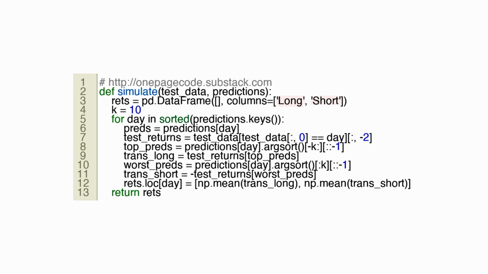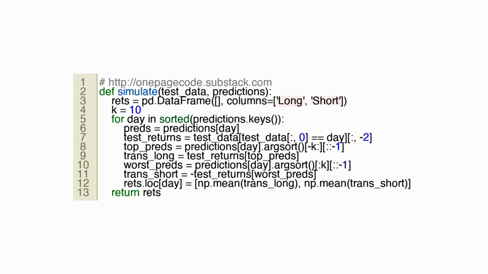Inside the loop, the variable preds is assigned to the predictions for the current day. Next, the variable test returns is assigned to the test data for the current day by selecting rows where the first column matches the current day and selecting the second to last column. The top predictions for the current day are then selected by sorting the predictions for the day and selecting the top k values. The variable trans_long is assigned to the test returns for the top predictions. The worst predictions for the current day are then selected by sorting the predictions for the day and selecting the bottom k values. The variable trans_short is assigned to the negative of the test returns for the worst predictions.